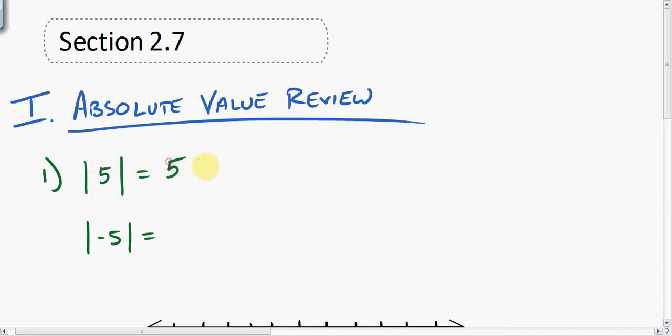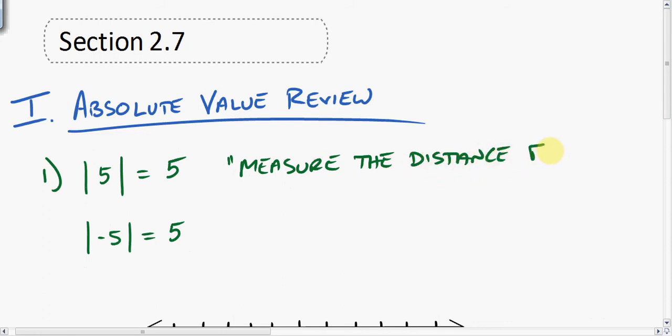Simply 5. Right? And the absolute value of negative 5 is still 5. So absolute value will always produce a positive answer. And what it does is it measures the distance from 0, the number of units from 0. That's all it is. It's always going to be positive, because it measures the distance or number of units from 0.